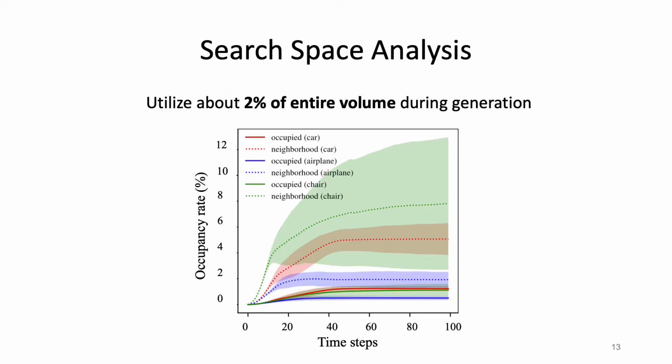As previously mentioned, we keep the search space small by exploiting sparsity and connectivity of 3D shapes. The graph shows the occupancy of voxels in different time steps during shape generation. The solid line indicates the percentage of occupied voxels. GCA keeps at most 2% of the full voxel space. The dotted line indicates the percentage of neighborhood occupancies. GCA observes at most 6% of the full voxel space on average.